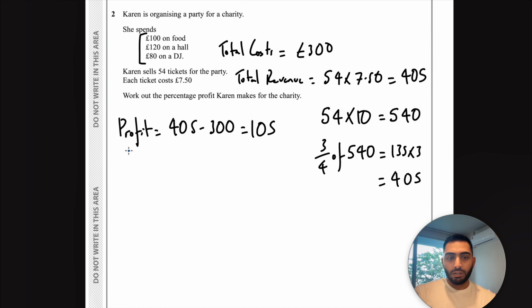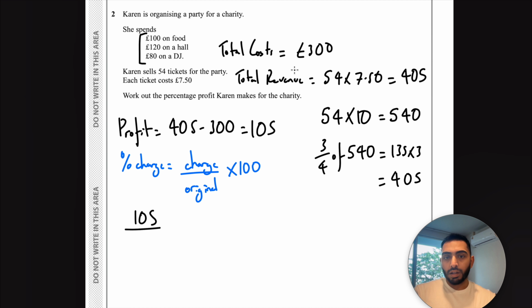Here we're going to be using our percentage change formula. And that is the change over the original, and then we need to multiply that by 100. Here we've already worked out what the change is. The change was the profit, 105, and the original amount she spent was 300, and then we're going to simplify that, and then we're going to times it by 100.